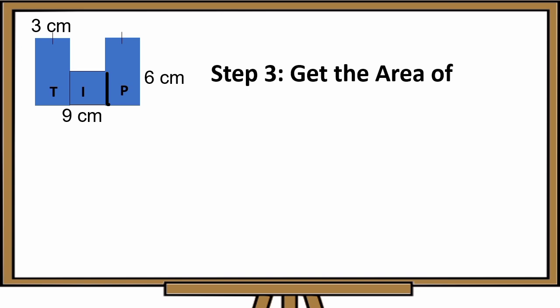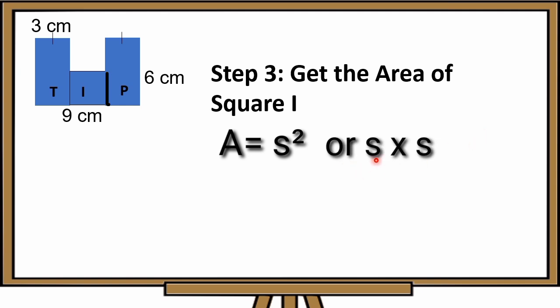Next, the last step is we will get the area of this square, the square I. Okay, so the formula in finding the area of a square is S squared or S times S. S stands for side, or side of the square. Okay, so kung titignan mo, merong nakalagay dito na 9 centimeters. So, yung 9 centimeters, pangkabuuan siya mula dito hanggang dito sa dulo.